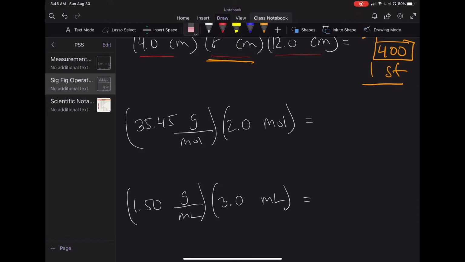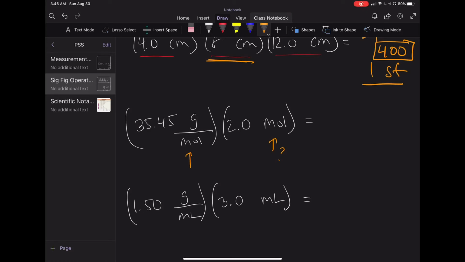So our next example, 35.45 grams per mole. This is commonly used for molar masses, which we're going to learn about in a future video, so don't worry about it too much, times 2 moles. And you might ask, what is a mole? Well, again, we're going to get to that as we progress through the course, but the point is this calculation is something that you'll commonly come across as we learn about chemistry.